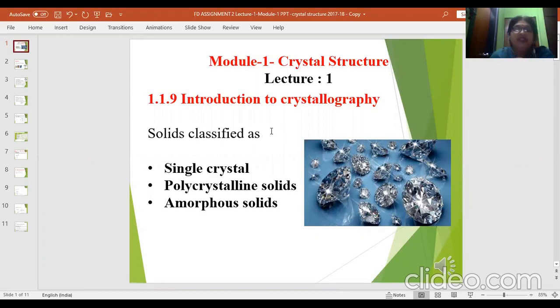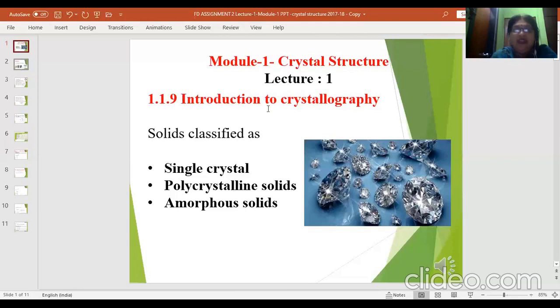But here in this crystallography we will be dealing only with solids, and these solids are classified into three categories, that is single crystal, polycrystalline and amorphous solids. How do they vary from each other? They all are crystalline structures except the amorphous solid. But on the basis of crystallography, how do they differ from each other? Let's see that one by one.